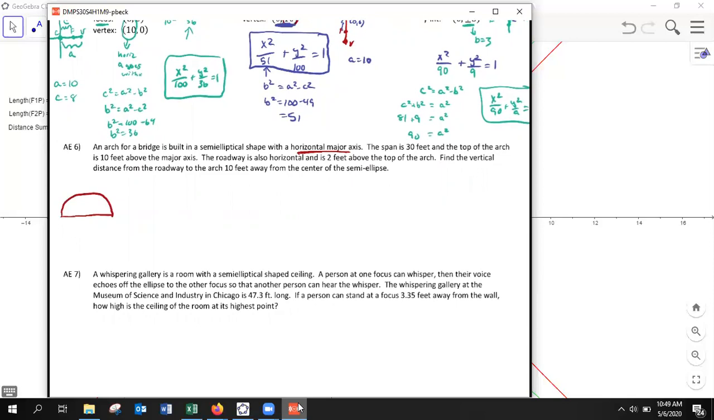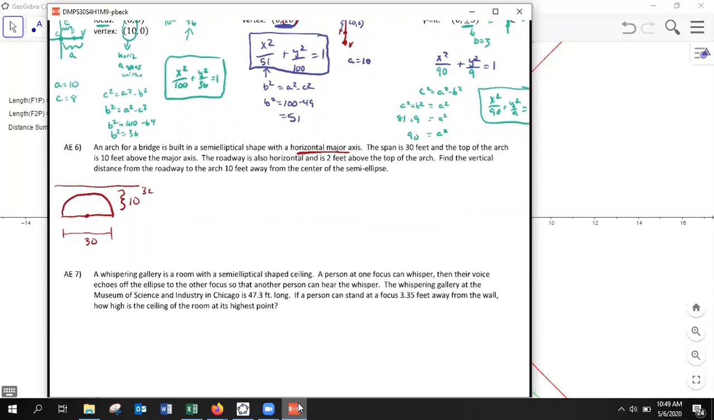The span is 30 feet, so I know this distance is 30 feet, and the top of the arch is 10 feet above the major axis. So the top of the arch is 10 feet. We have a roadway that is also horizontal and is 2 feet above the top of the arch. So here is a roadway, and this distance is 2 feet above the arch. Our goal is to find the vertical distance from the roadway to the arch 10 feet away from the center of the semi-ellipse.